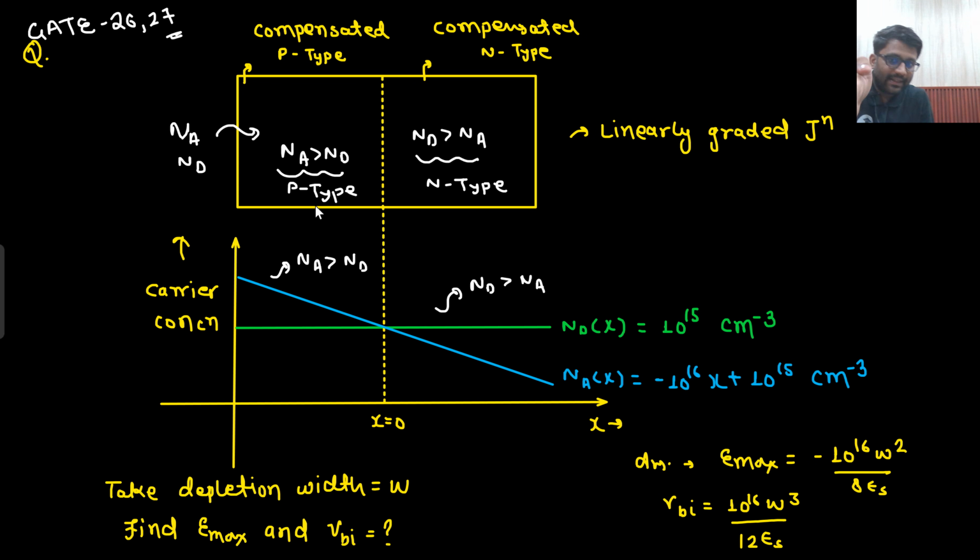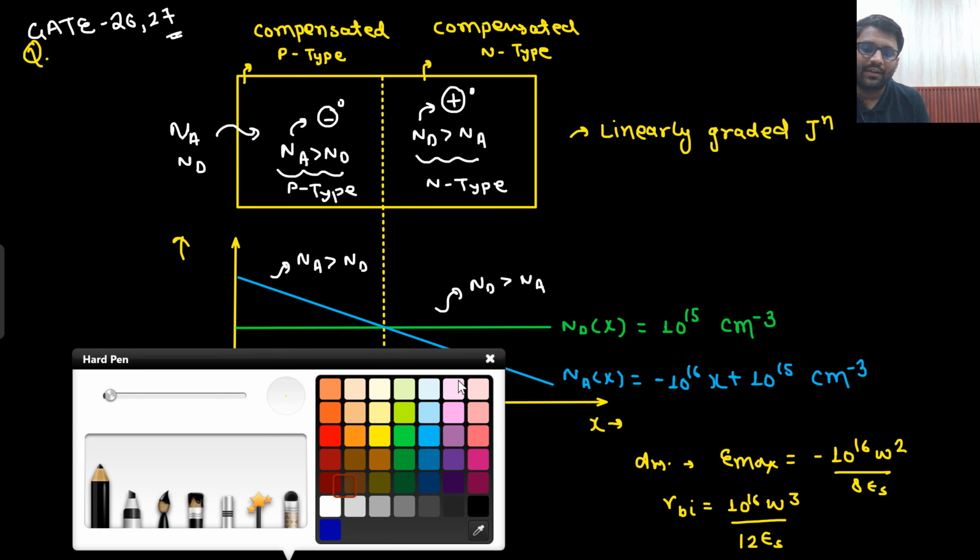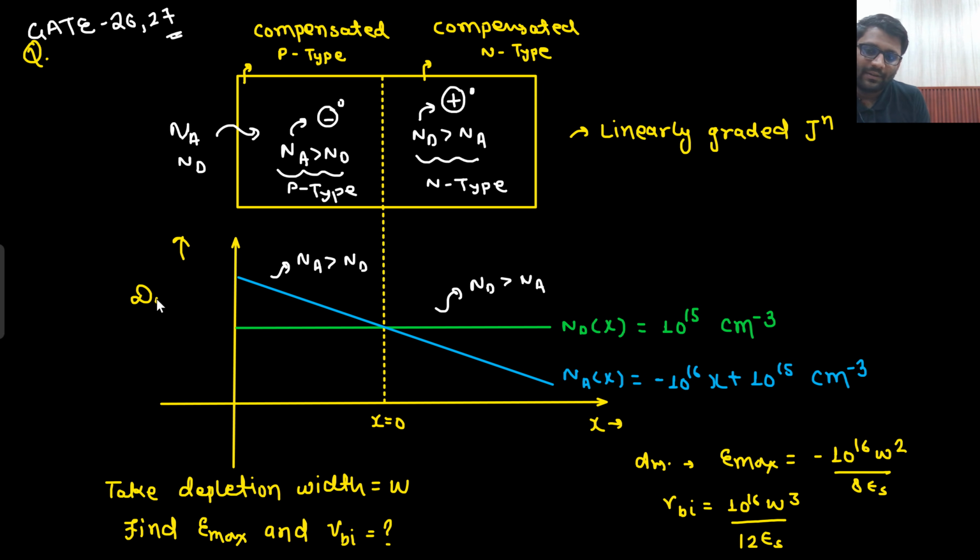So for x less than 0, you are having positive charge as well as negative charge. For x greater than 0, you are also having positive charge as well as negative charge. But here, who will be dominating? This one will be dominating. And here, who will be dominating? This one will be dominating. So again, carrier concentration should not be written. What should be written? Doping profile should be written.